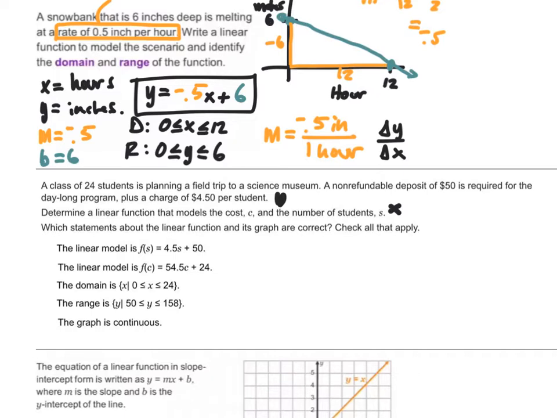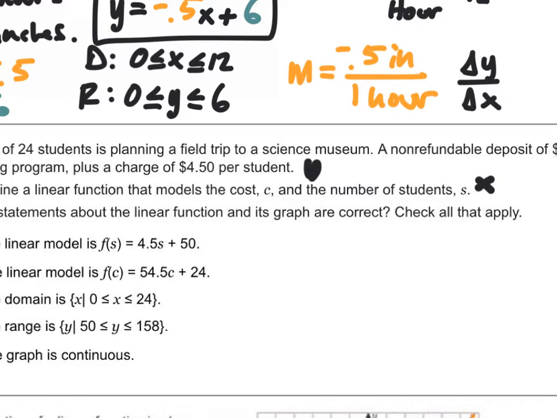And they use function notation here, but notice how both of these have similar values, but this one has a one-time fee of $50 and a charge of $4.50 per student. Now, I want you to understand something here. When you see $4.50 per student, you can write that as a ratio, $4.50 per every one student. That is your slope.